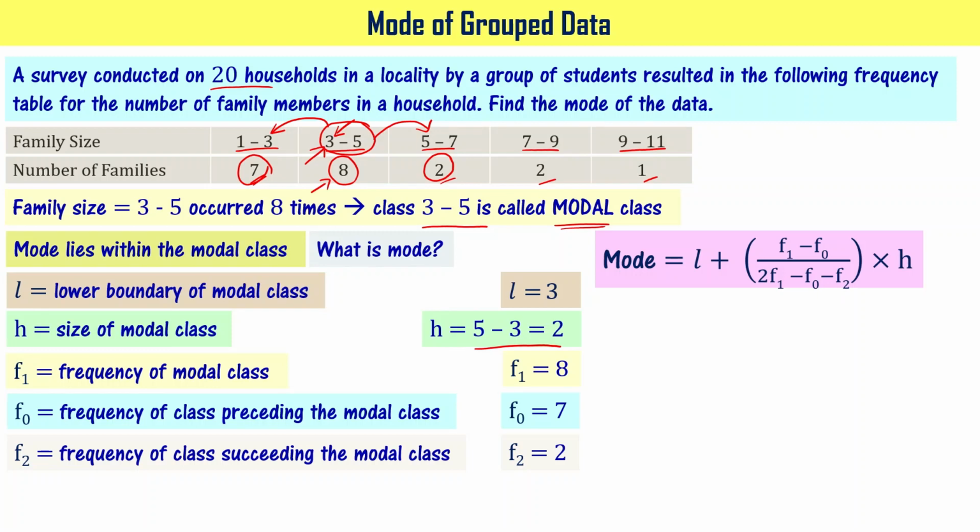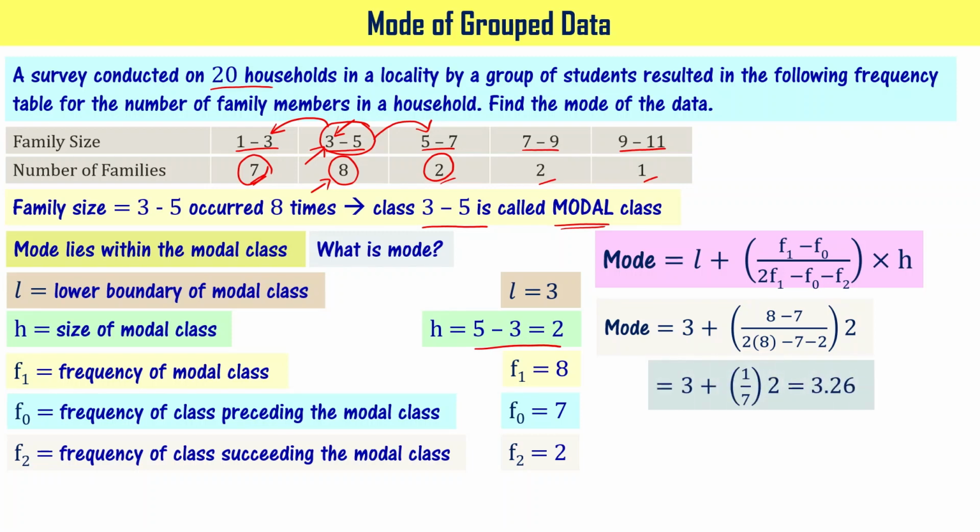So now we have values for all the variables given in the formula. Let's substitute them so that we can get the mode. When you substitute all these values and simplify, you get the mode as 3.26. So the mode of the given data is 3.26. Now let's solve a problem on this concept.